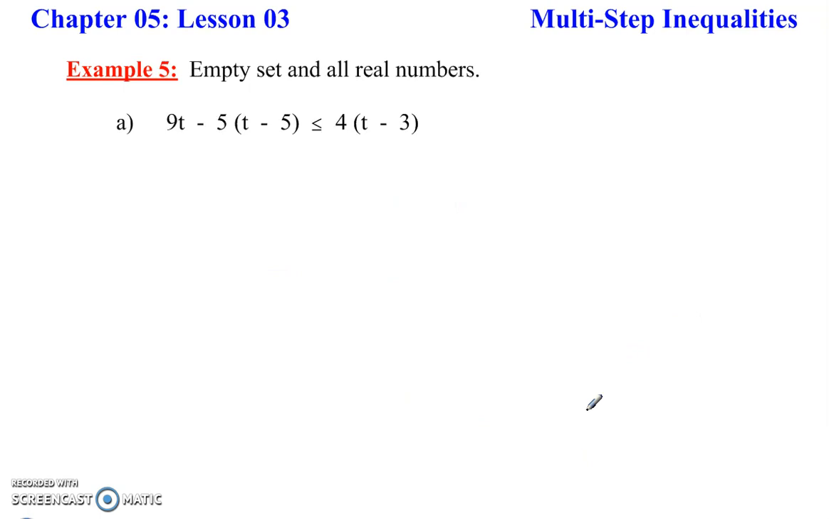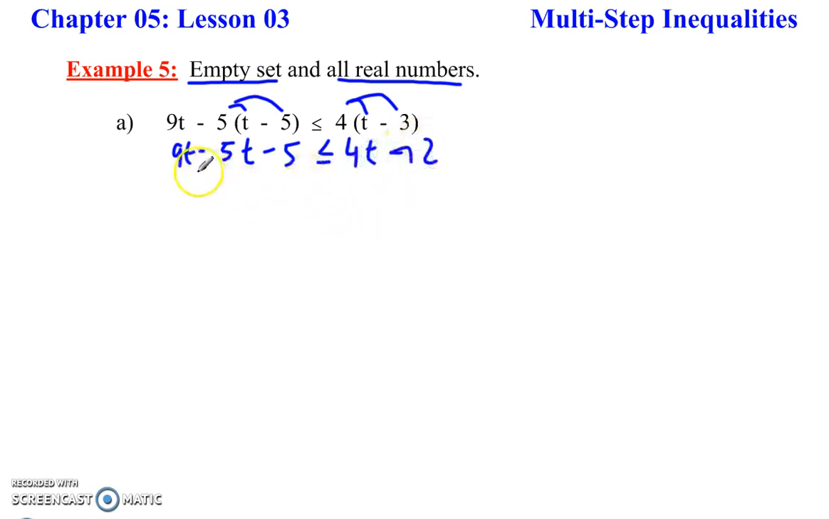Okay, now sometimes we might have what's called an empty set or all real numbers. Remember, we did this for equations too. Same situation for inequalities. So if I was to solve this with the distributive property here, that gets me 9t minus 5t minus 5 is less than or equal to, distributive property there, 4t minus 12. Combine like terms, 9 minus 5 is 4t minus 5 is less than or equal to 4t minus 12.